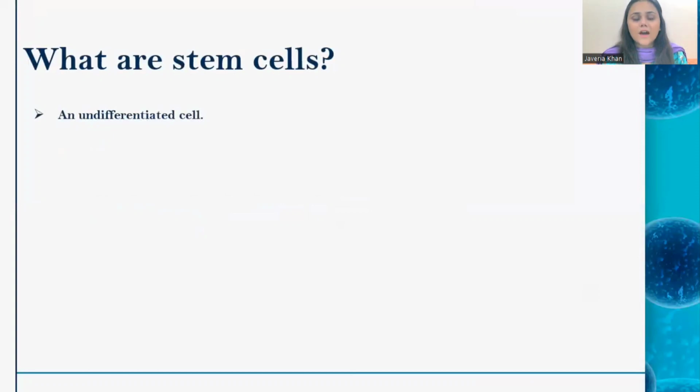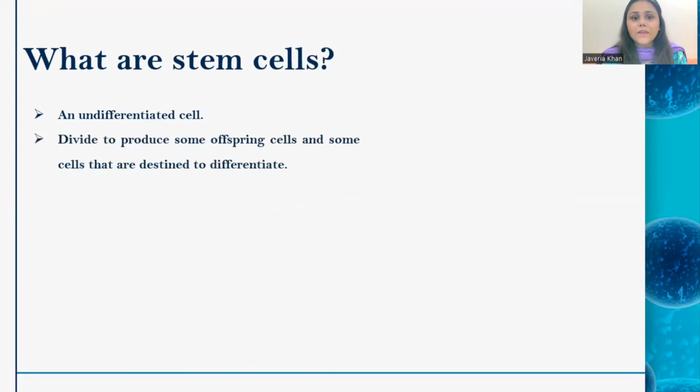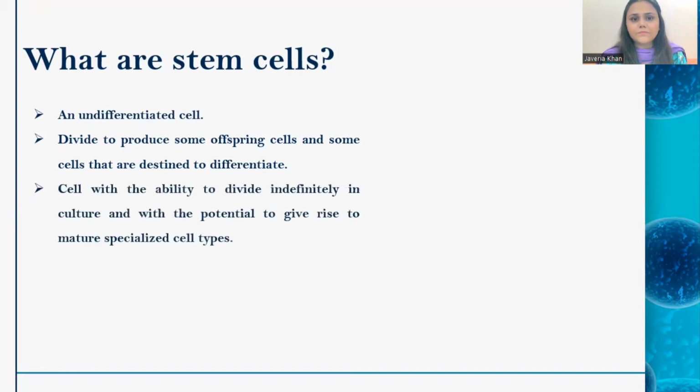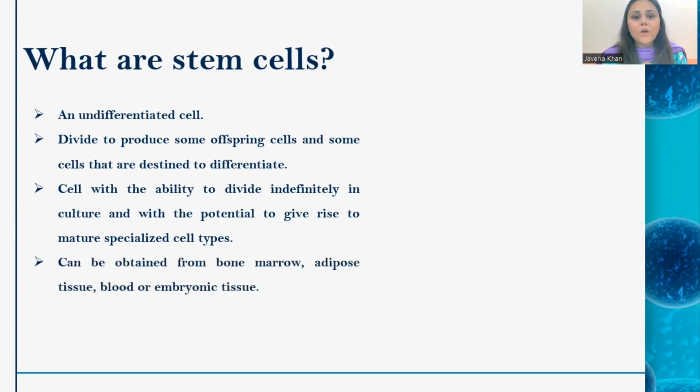The stem cells are the undifferentiated cells that have remarkable capability to renew themselves. They can produce many stem cells or even some differentiated cells. They are the source of differentiated cells that can make up tissues and organs of animals and plants. They can be obtained from bone marrow, adipose tissue, blood, or embryonic tissue.